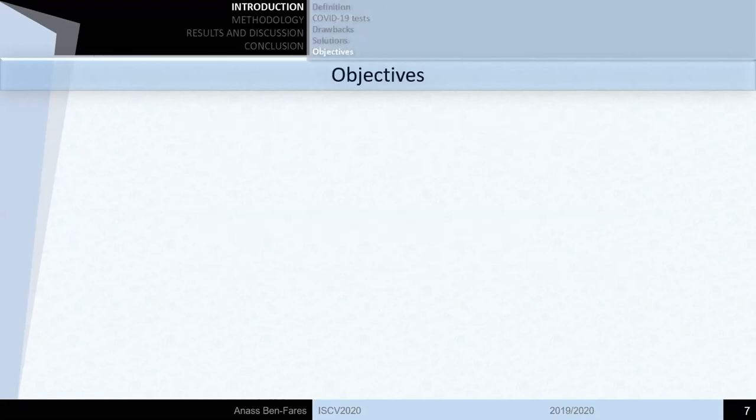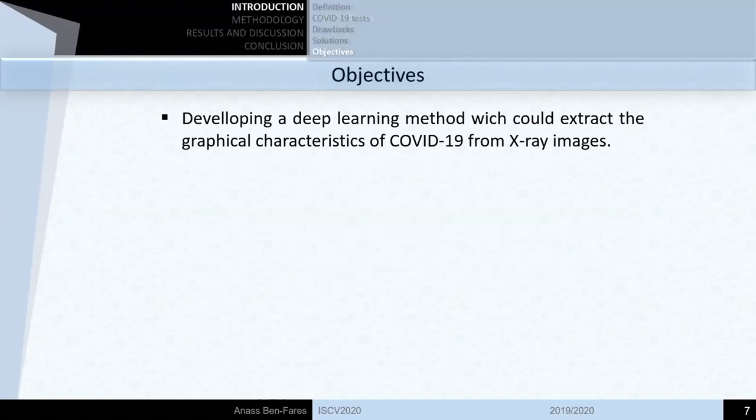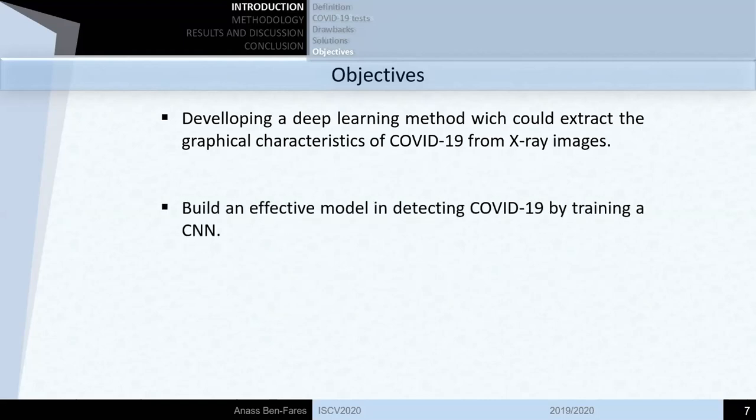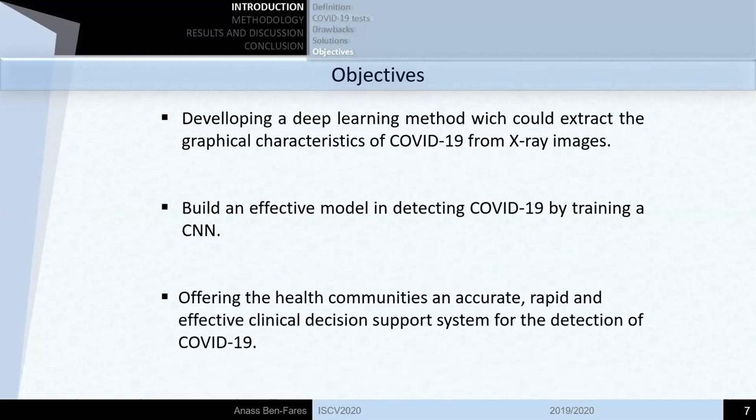Now let's move on to the objectives. The main objectives of this paper are developing a deep learning method which can extract the graphical characteristics from X-ray images of COVID-19 in order to provide a clinical diagnosis before the test of the pathogen, and building an effective model in detecting COVID-19 by training a CNN model using characteristics extracted from X-ray images, offering the health communities an accurate, rapid, and effective clinical decision support system for the detection of COVID-19.